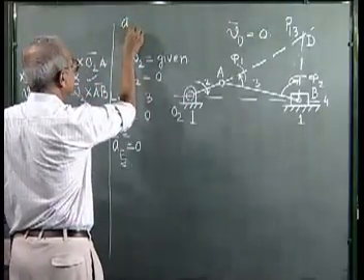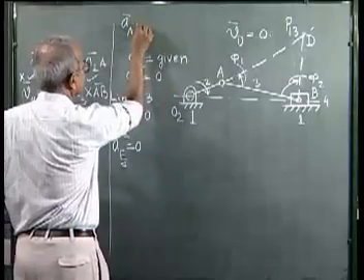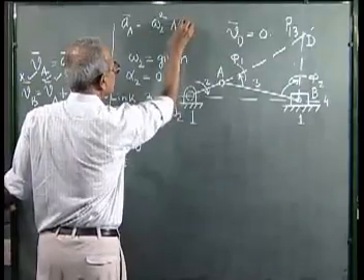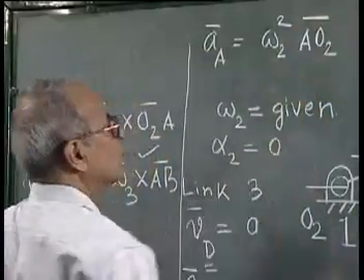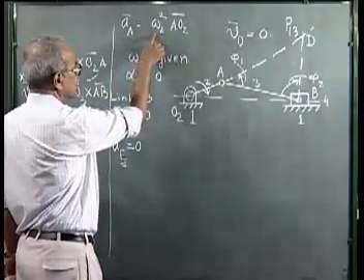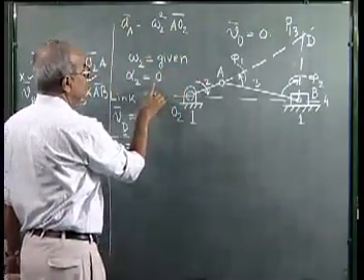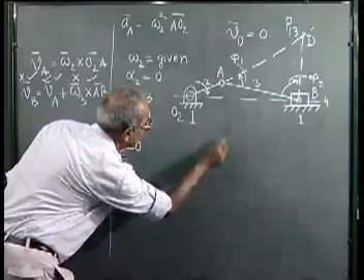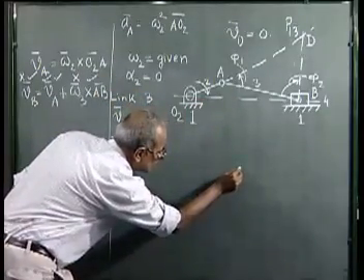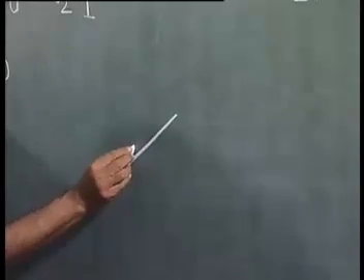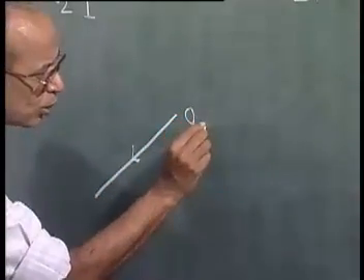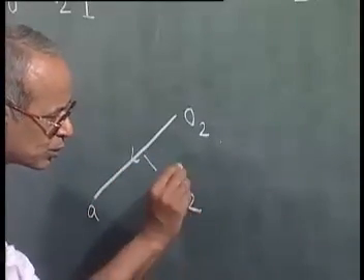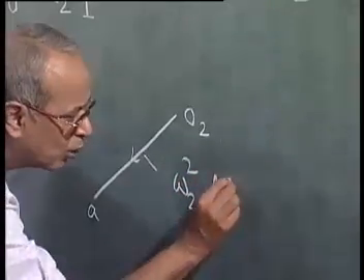As we see, the acceleration of the point A can be written as omega 2 squared AO2, vector AO2. So this is completely known because omega 2 is given and alpha 2 we have assumed to be 0. So I can draw the acceleration of the point A parallel to AO2 to some scale, and mark the pole as O2 and this point as A. This is omega 2 squared AO2.